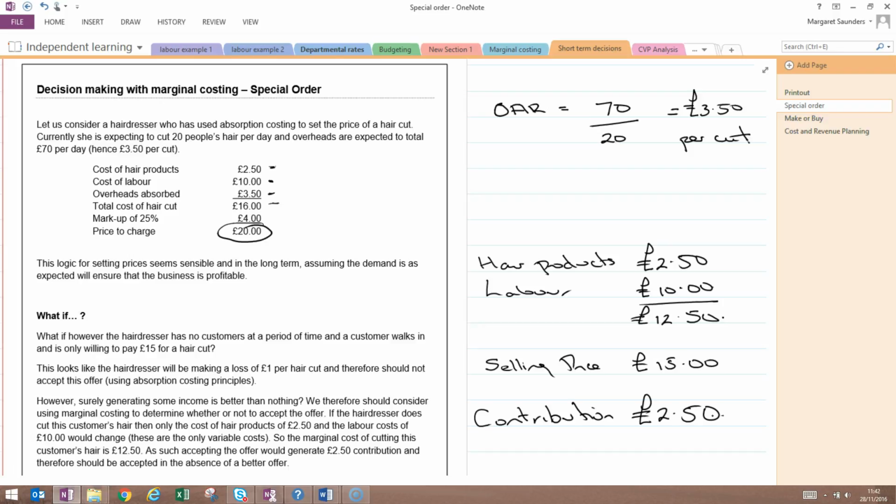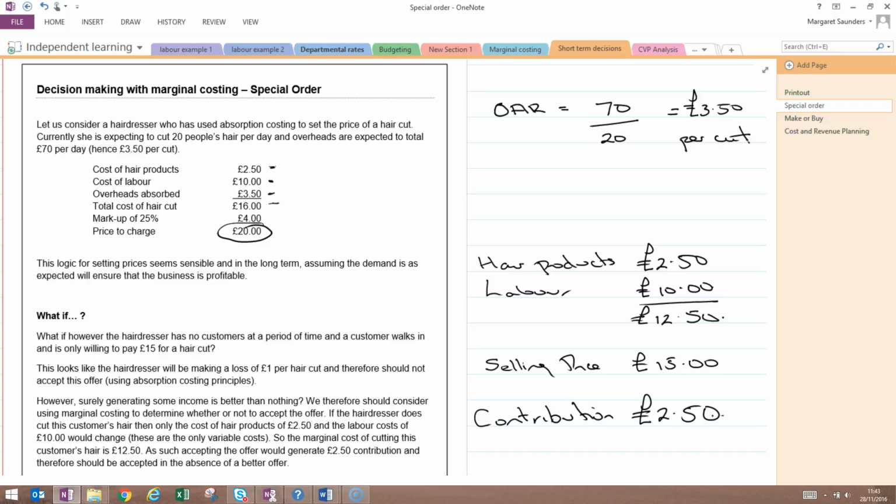However, it is a special order. It should be only a one-off. If the hairdresser decided to cut everybody's hair for £15, then she would not make enough to pay her overheads in full, and eventually would be making a loss and possibly see the closure of her business. The other thing to think about is the non-financial factors.